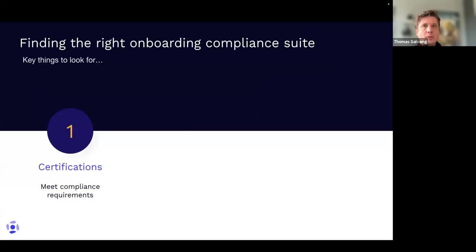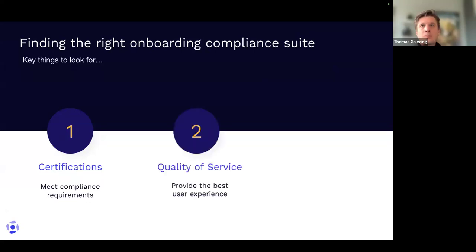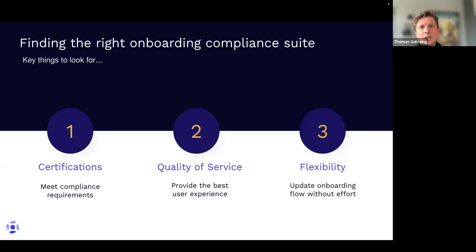Product certification. The risk and cost of non-compliance are too high to implement a solution that doesn't meet the regulation. Quality of service. By using a compliance solution that provides a bad user experience or that is only usable by a limited number of your customers, you will lose a significant part of your business. And flexibility. Regulation and technology are moving fast. And you know that to preserve a competitive advantage, you need to be able to go to market more and more quickly. So let's dig into each of these items.